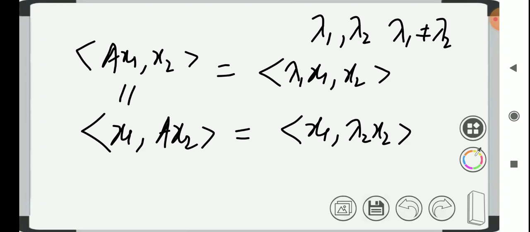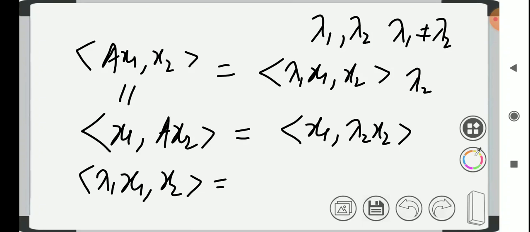Therefore we have lambda 1 x1 x2 is the same as, since lambda 1 and lambda 2 are real numbers, lambda 2 conjugate will be the same as lambda 2, because for real numbers its conjugate is itself. Therefore if we bring this out from the second slot, it will get conjugated, but the conjugate is the same as lambda 2, so I will simply write lambda 2 x1 x2.